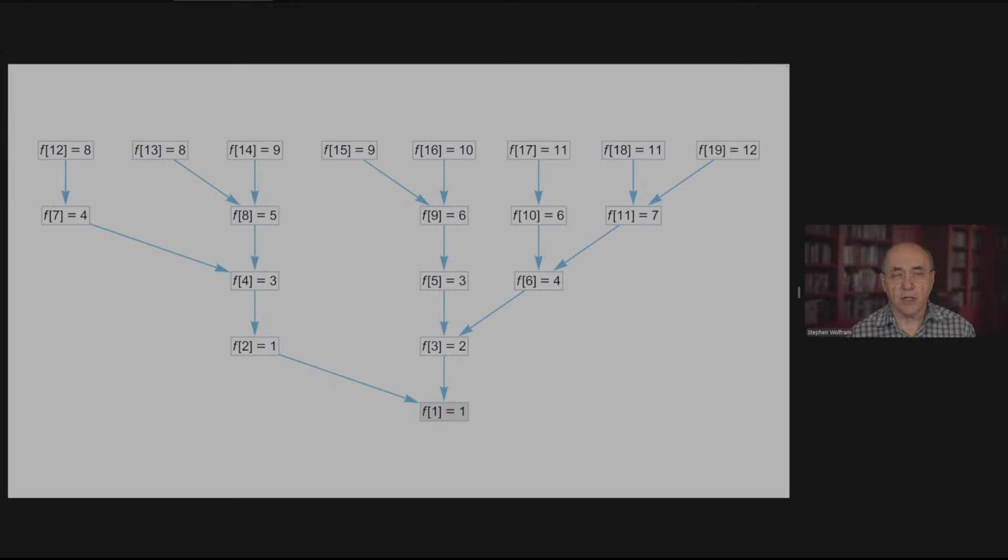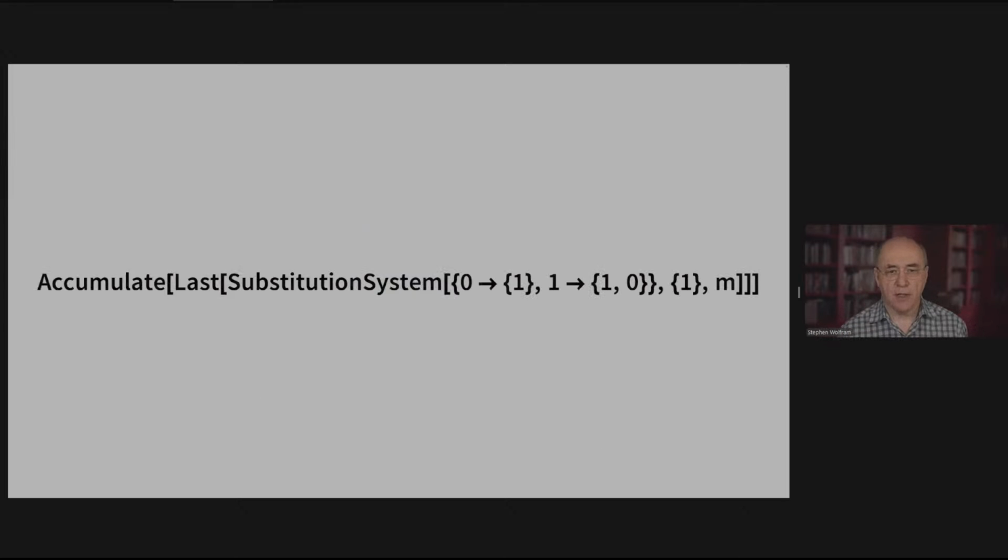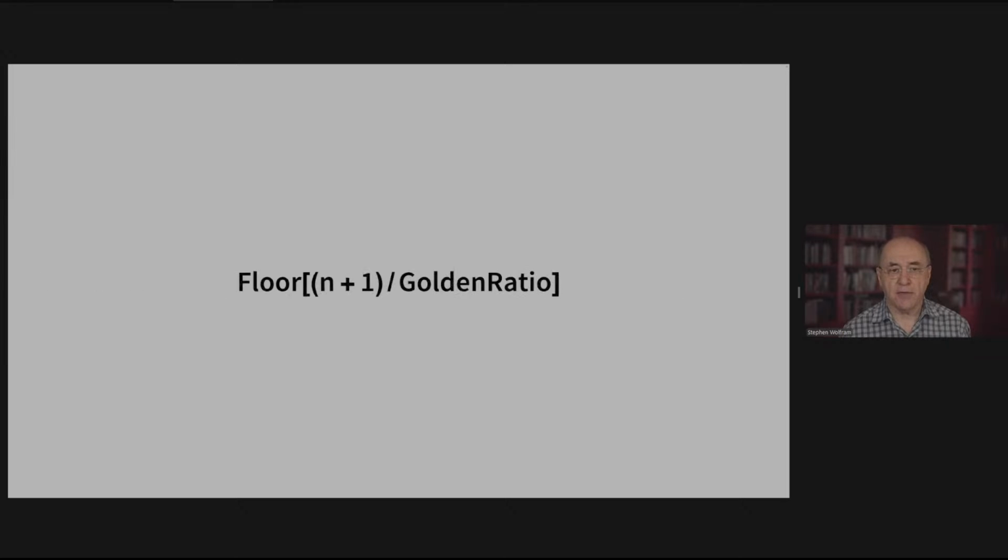Well, from this it follows that F of N is related to the Fibonacci-like substitution system that's given like this. In fact, the sequence of values for F of N can be computed just in this way, as an accumulation of substitution system results. And it turns out that in this case, F of N is given exactly by the floor of N plus 1 divided by the golden ratio.